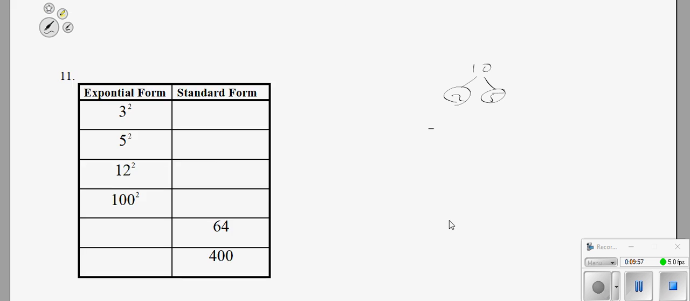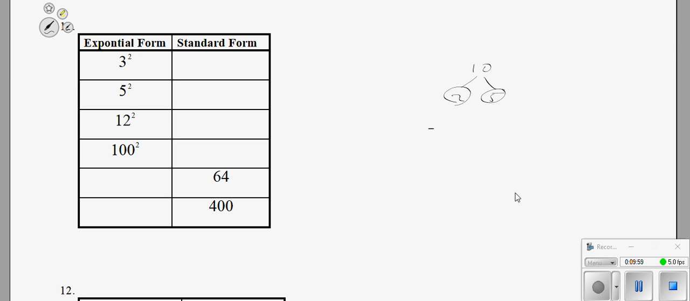Scroll on down. Erase this up. Our next question, what number is this again? It's hidden behind my thing. 11. So 3 squared is 9 in standard form, 1 point flat. 5 squared is 25. 12 squared is 144. 100 squared, do 1 times 1, which is 1, and then double your zeros, which is 4 zeros. You get 10,000.